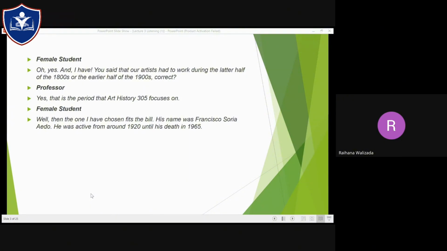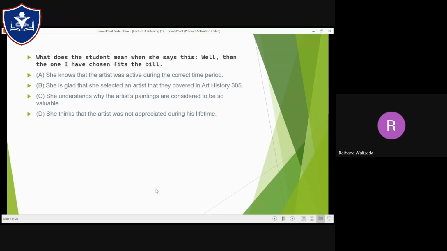Okay, all right, it's fine. So let's go and see what it's asking about. The question is, what does the student mean when she says this? "Well, then the one I have chosen fits the bill." This is not normal English, right? Because "fits the bill" doesn't mean the regular bill. It's not a check, and fitting the bill is not like that. It's slang, right? But you might not know this. Most of the time we don't know the exact proverb. But still, you might be able to get it from the passage. That's the beauty of TOEFL. You can get it from the passage, so don't worry.